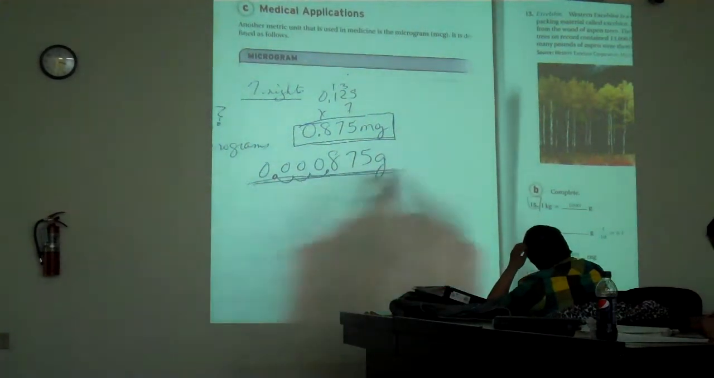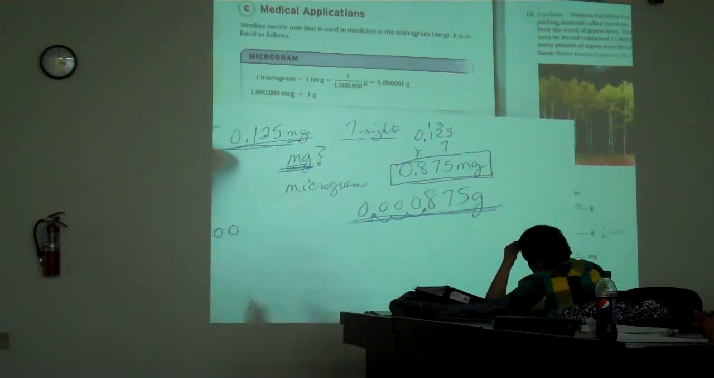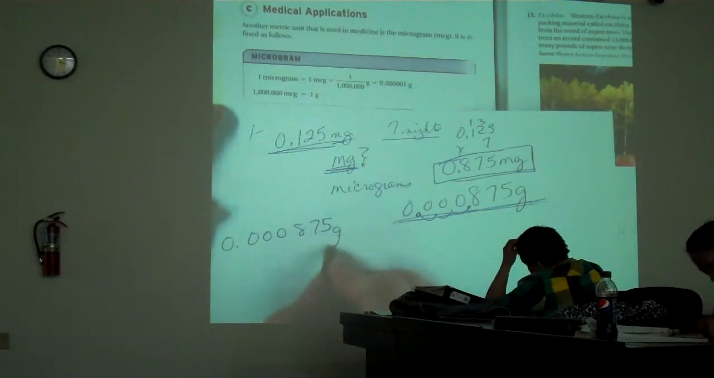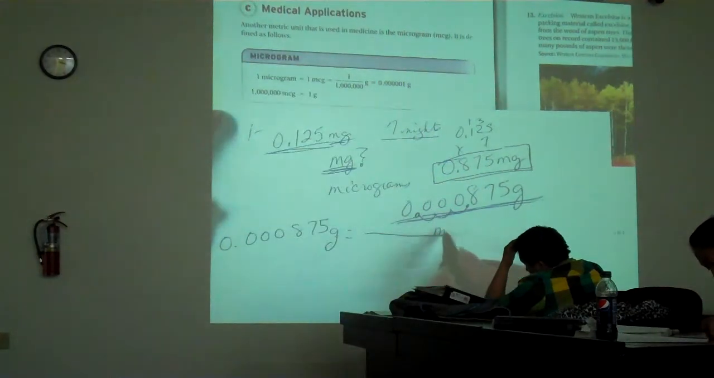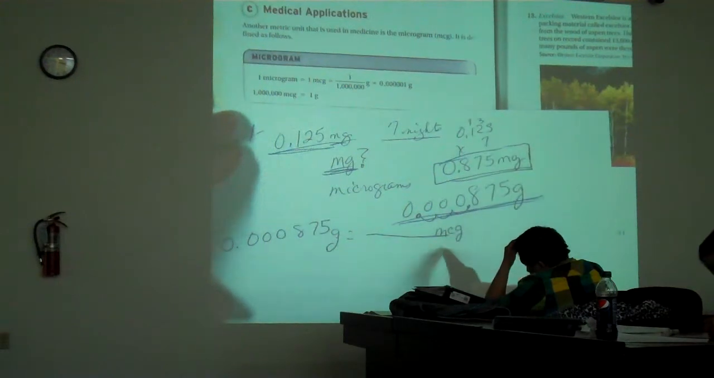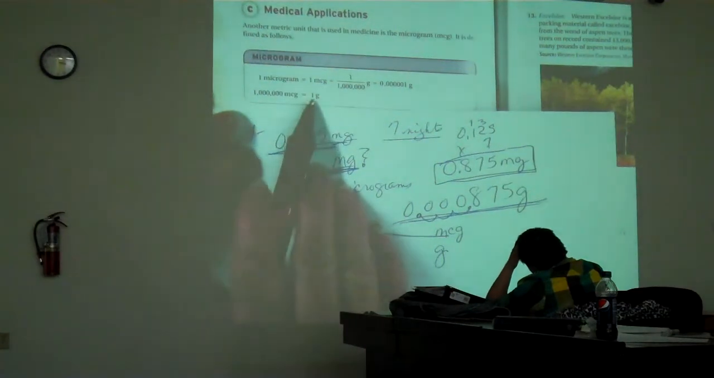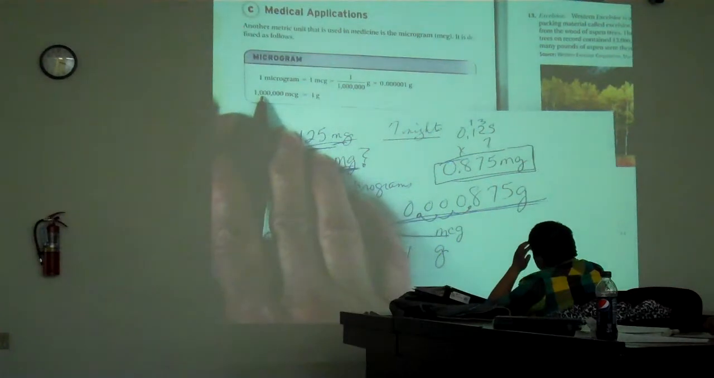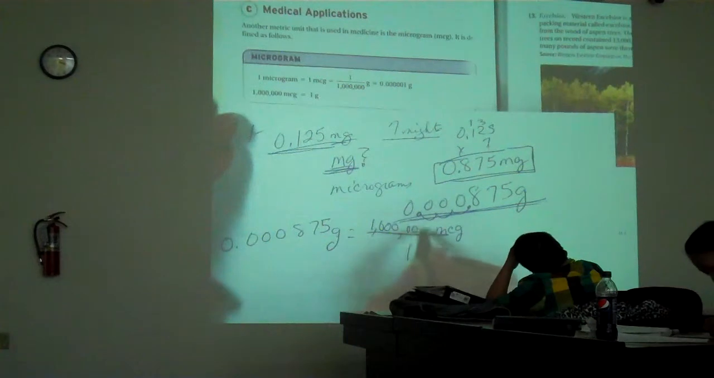Okay, we know about grams. So we're going to say 0.000875 grams is equal to how many micrograms? Micrograms is mcg. Okay, if we put gram on the bottom, look how we can put 1 where the gram is, and 1 million where the microgram is. 1 with 6 zeros.